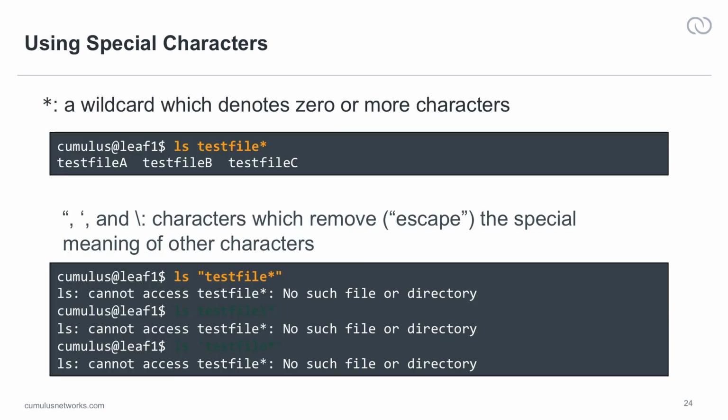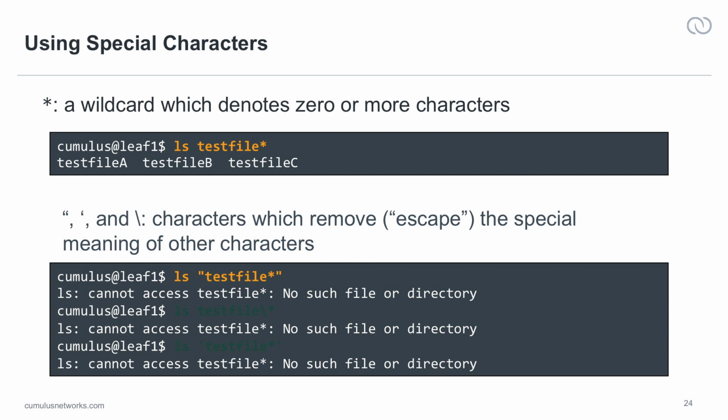To make it easier to work with multiple files, you can use the star character to match one or more characters. In the first example on the slide, the command is ls testfile star, which will match any name that starts with testfile and ends with any other characters. In this case, it matches testfile A, testfile B, and testfile C.